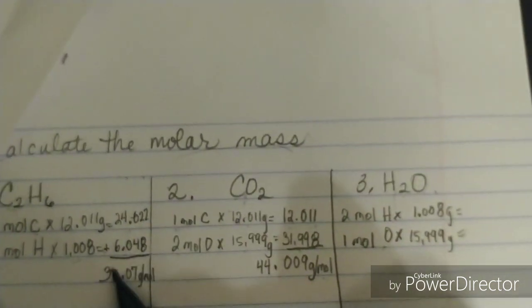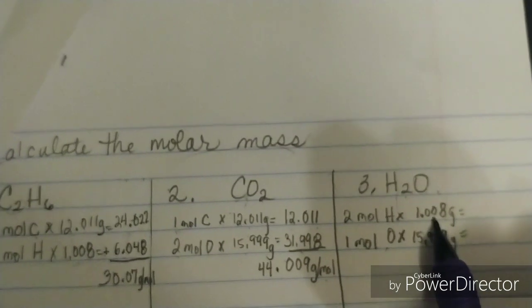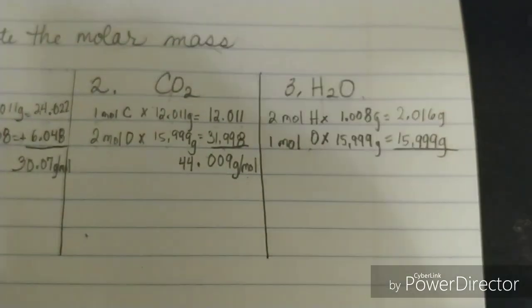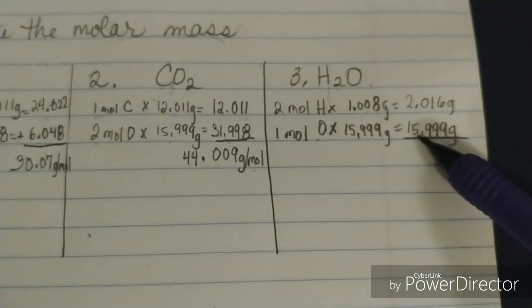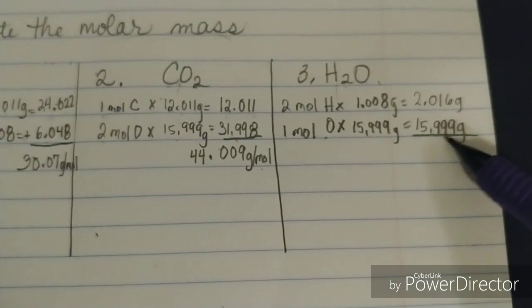Just like we did on the first, just like we did in the second, we're going to multiply the number of moles by the mass on the periodic table. Okay, once you multiply them, you'll find that you have 15.999 and 2.016. So now you add the 2.